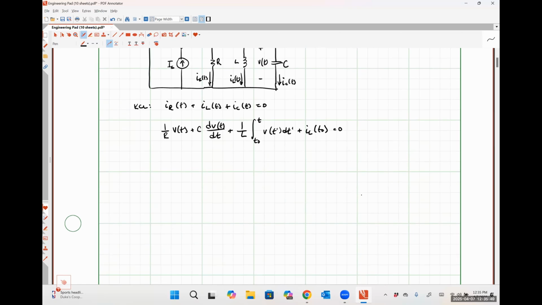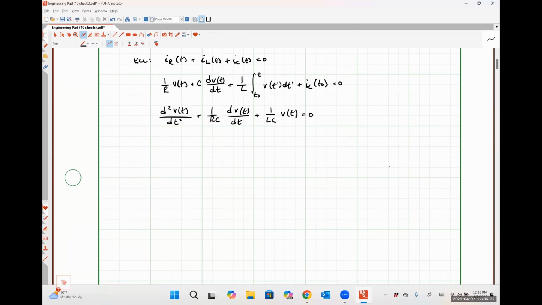I took the derivative of both sides of this thing, and then I divided through by a factor of C, which left me with the second derivative of the voltage with respect to time plus 1 over RC times the first derivative of the voltage with respect to time plus 1 over LC times the 0th derivative, as I like to call it, just the function itself of the voltage with respect to time. And this was equal to 0.